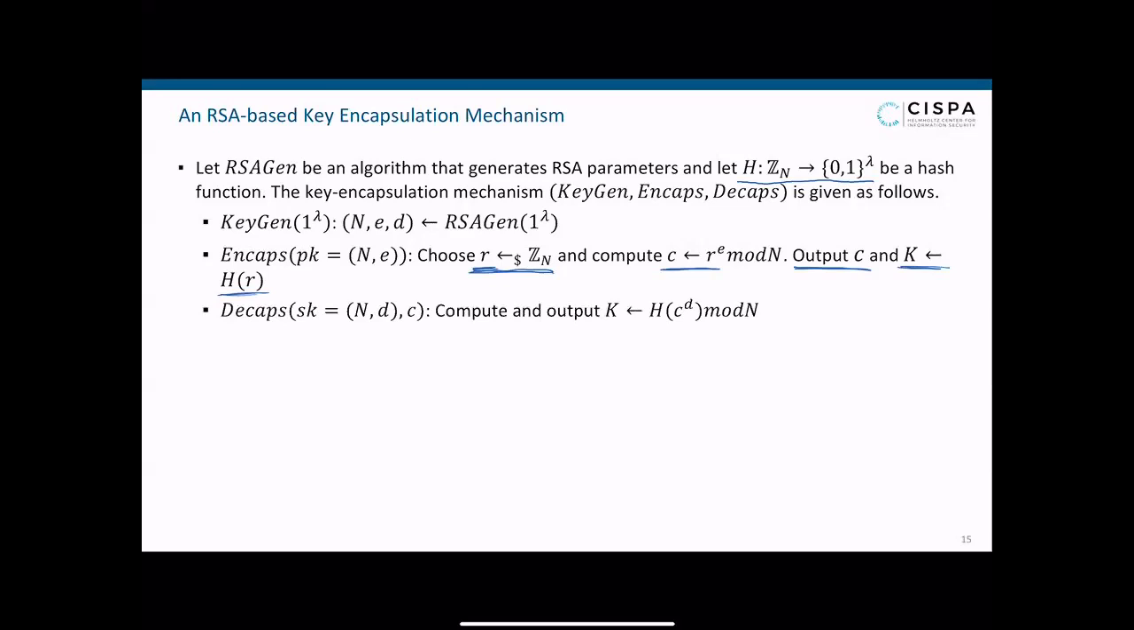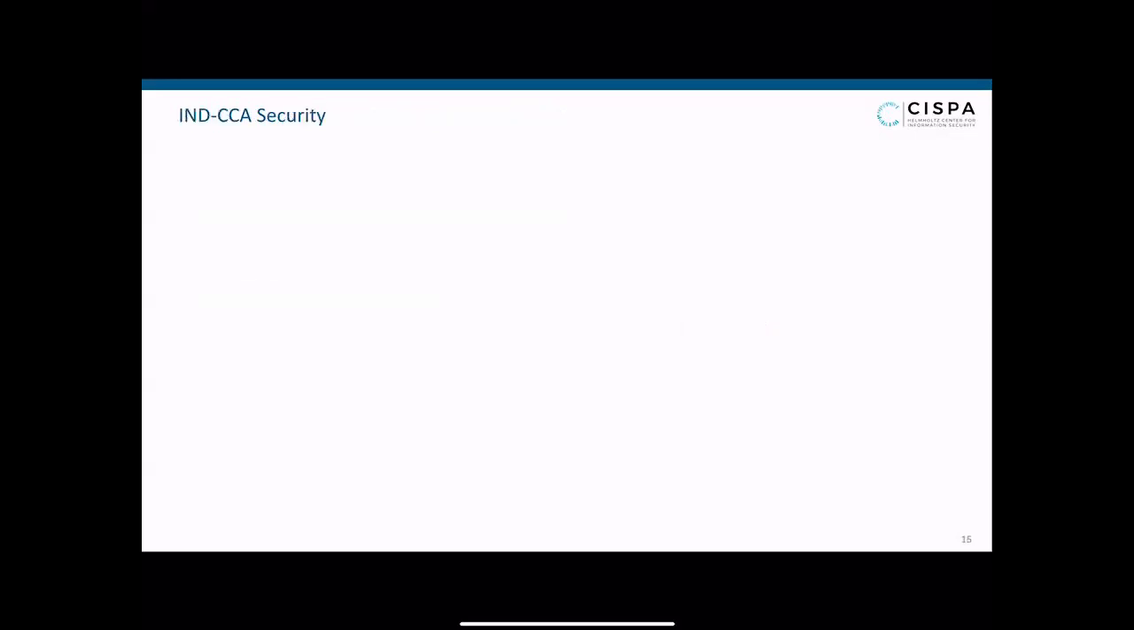Decapsulation is also not hard. Given the secret key and a ciphertext C, I'm first decrypting C by computing C to the D mod N, and then I am hashing it using this hash function H.